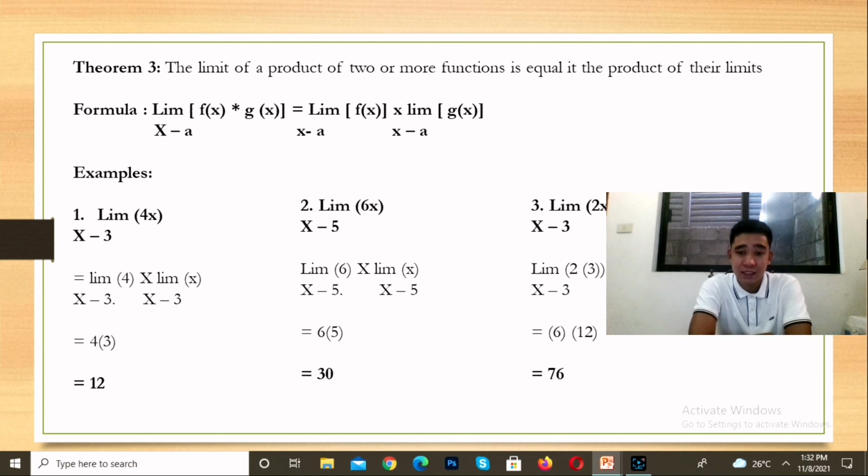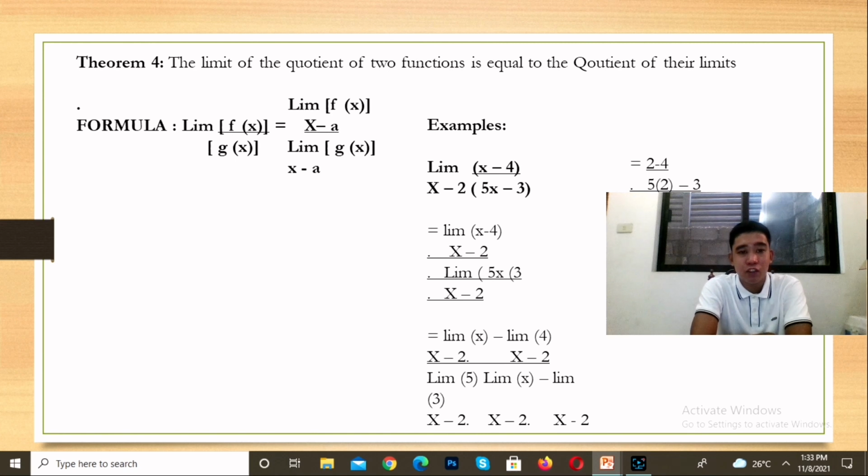Tapos limit of 2x times 4x, x approaches 3. Ito, dalawang equation. So pag-ti-times natin, limit of 2 (3) times limit of 4 (3), x approaches 3. Kasi yung 3, isasubstitute mo lang din sa lahat ng x. Unahin muna sa 2x. So 2 times 3 equals 6. Tas yung sa 4x, 4 times 3 equals 12. Tas ti-times mo lang silang dalawa kasi product nga. 6 times 12 equals 76.